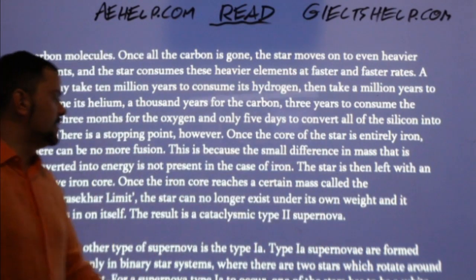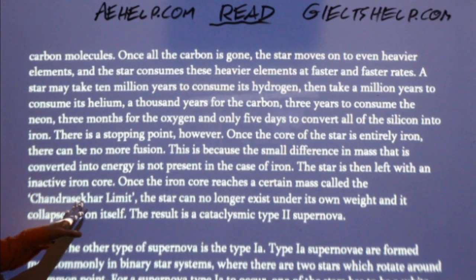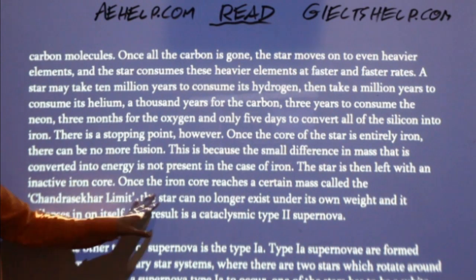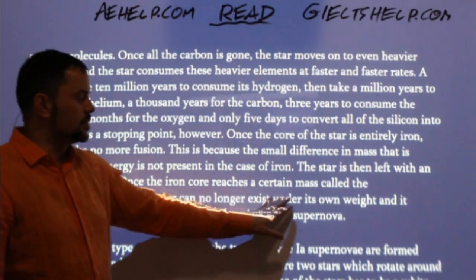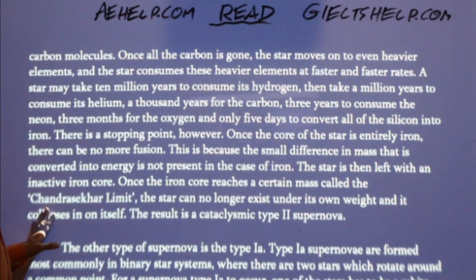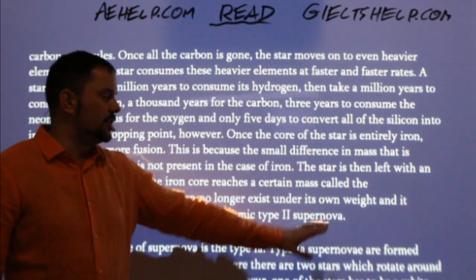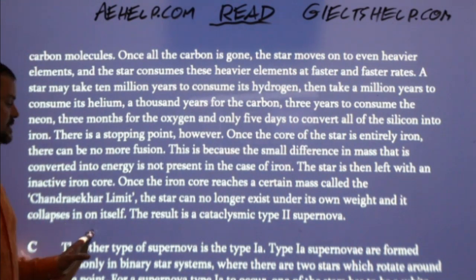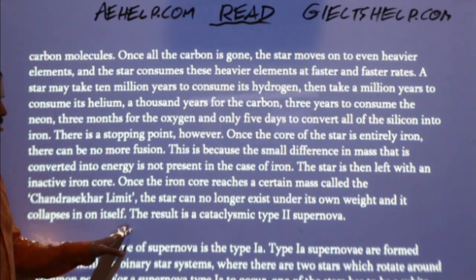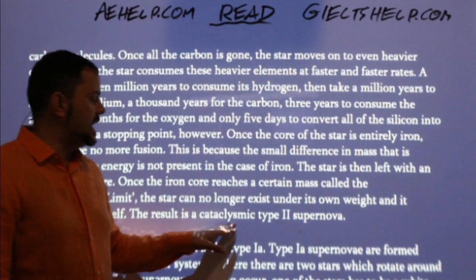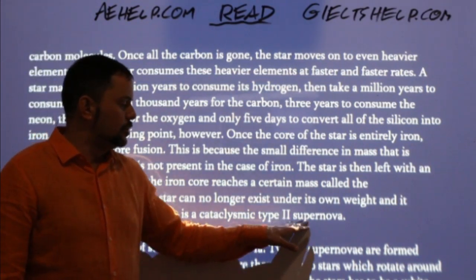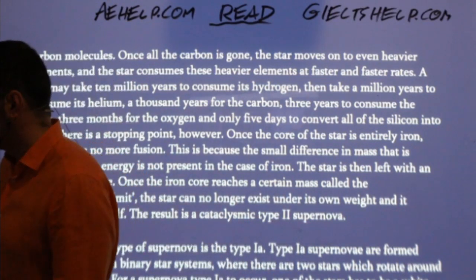The star is then left with an inactive iron core. Once the iron core reaches a certain mass, called the Chandrasekhar limit, the star can no longer exist under its own weight and collapses in on itself. The result is a cataclysmic type 2 supernova.